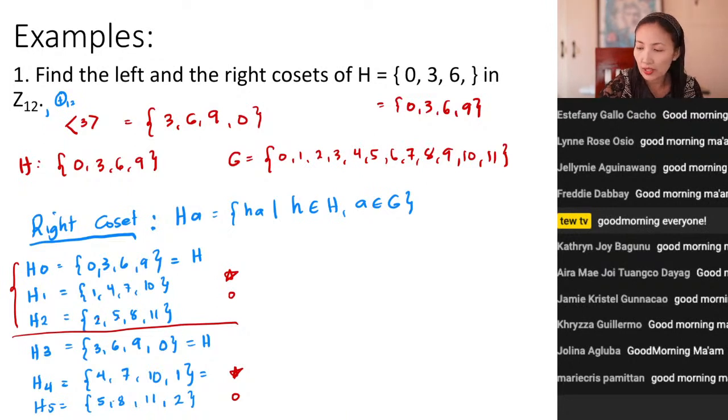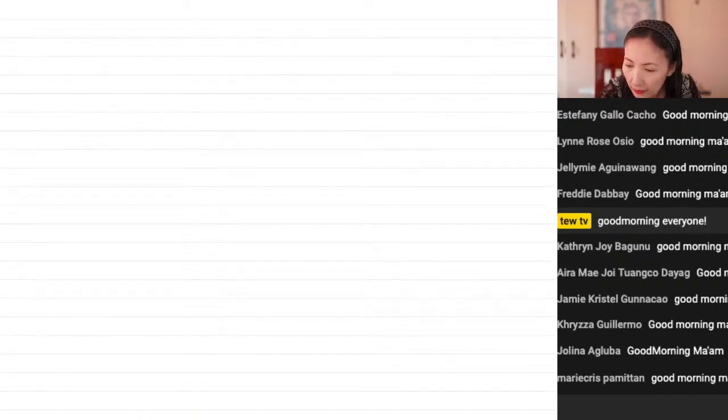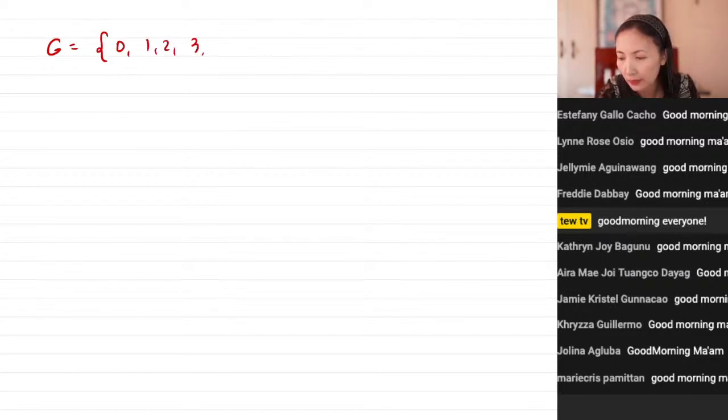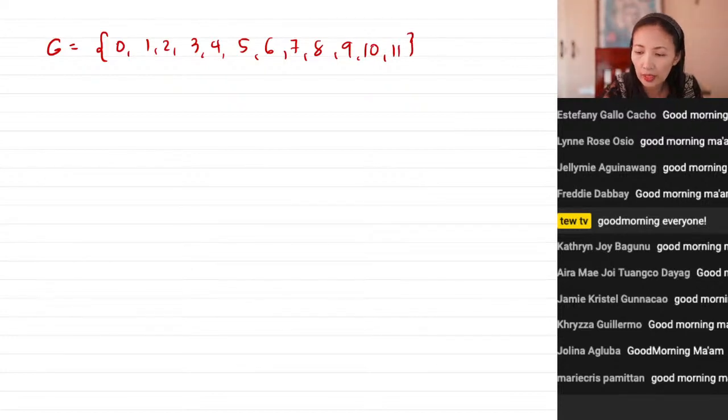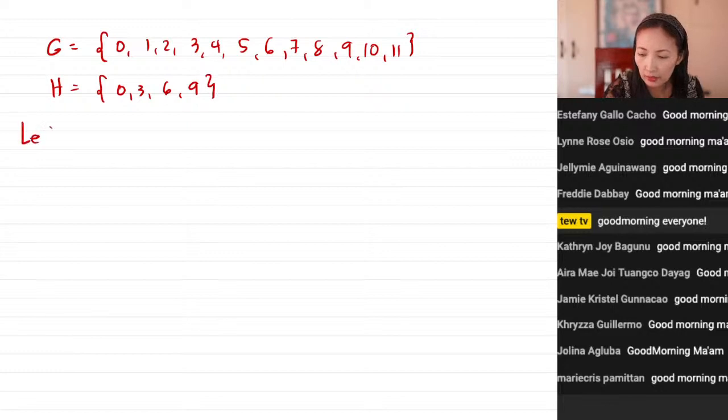How about the left coset? The left coset is simply, let's have the left cosets here. Our G is the additive group Z sub 12: 0, 1, 2, 3, 4, 5, 6, 7, 8, 9, 10, and 11. And then our H is the subgroup of G, which is 0, 3, 6, and 9. How about the left cosets?